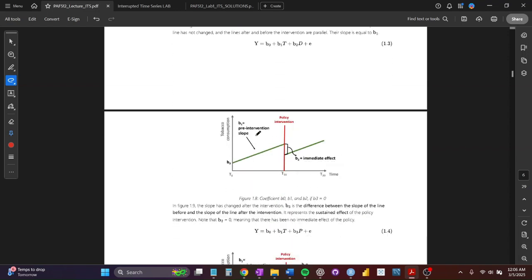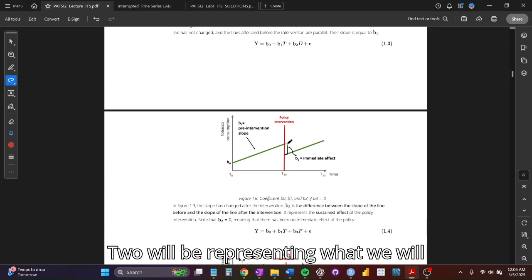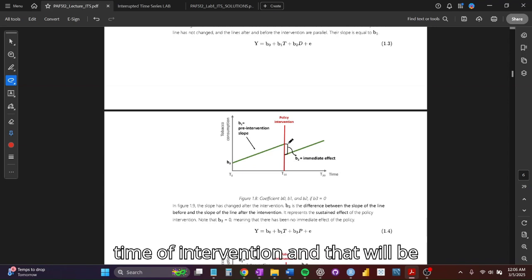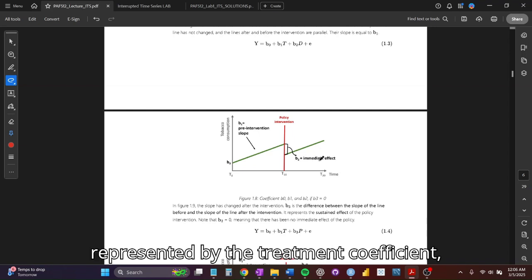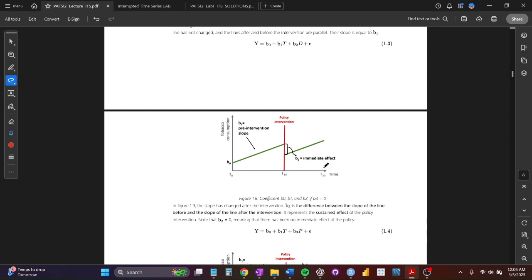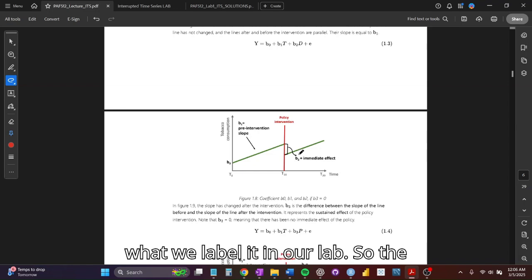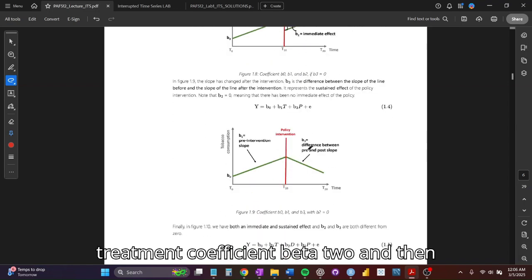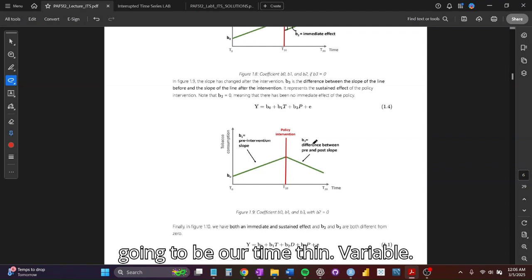Now, beta 2 will be representing what we will call the immediate effect, which we went over briefly. Again, that's going to show if there was an immediate change at the time of intervention. And that will be represented by the treatment coefficient, if that's what we label it, but that's what we label it in our lab. So the treatment coefficient, beta 2, and then finally we have our beta 3, which is going to be our time since variable.